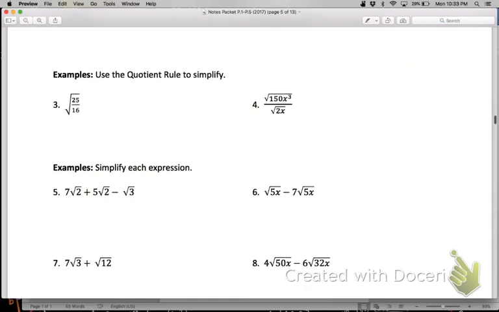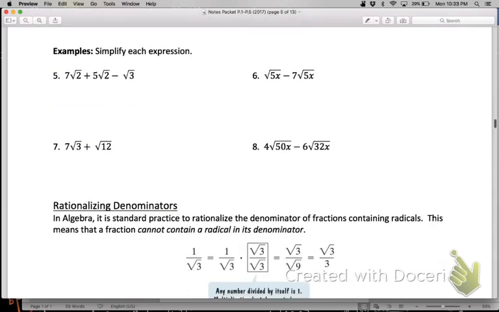Let's bring this down here. Look at adding and subtracting. Now, some of them are going to be really straightforward, like number 5 and number 6. So the first thing we need to do is scan to see if we have any like radicals. And I have a pair right here.